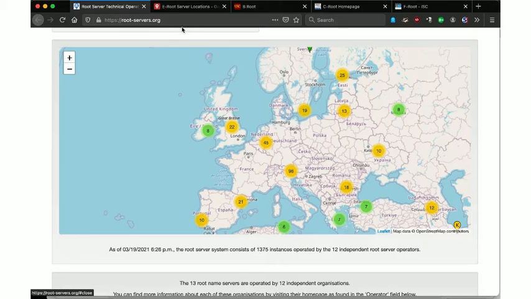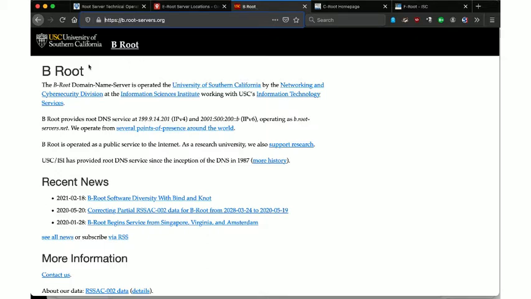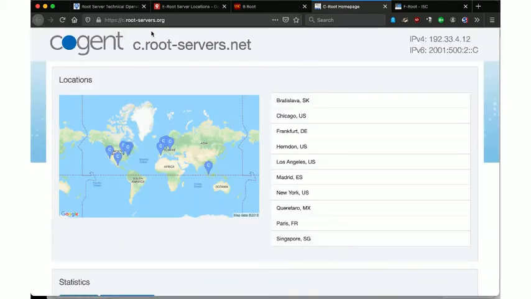The E root, for example, is operated by NASA and is co-located all across the globe in over 160 locations. The B root is operated by the University of Southern California, but served from different peering points around the world as well. Note that operating one of the root servers is not a business. It is provided by the root server operators by and large as a public service, even if operated by a commercial business such as Cogent, which runs the C root.